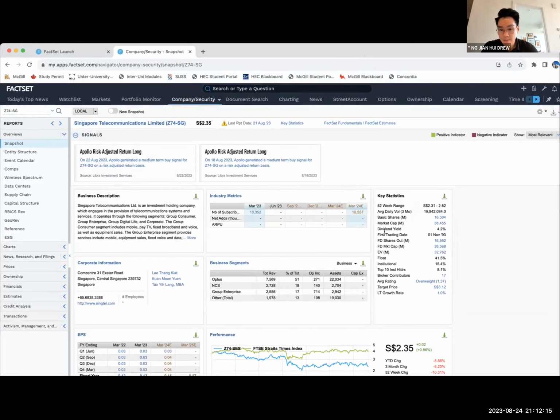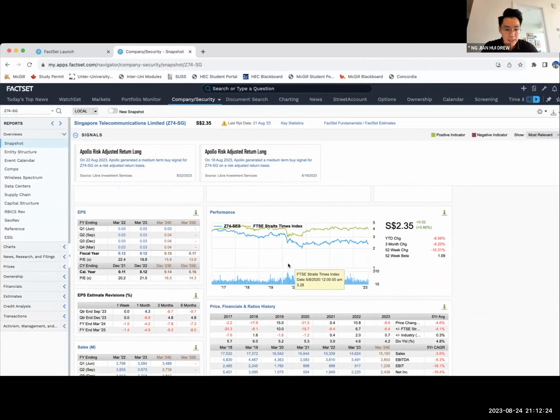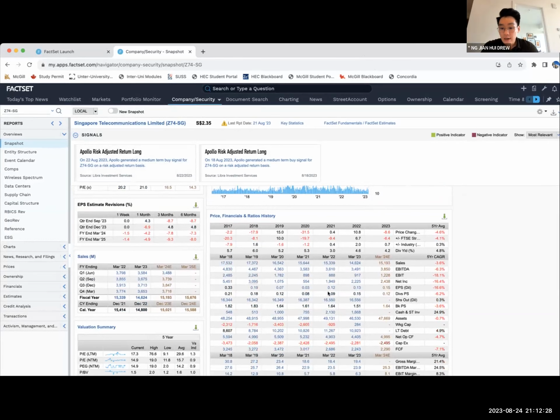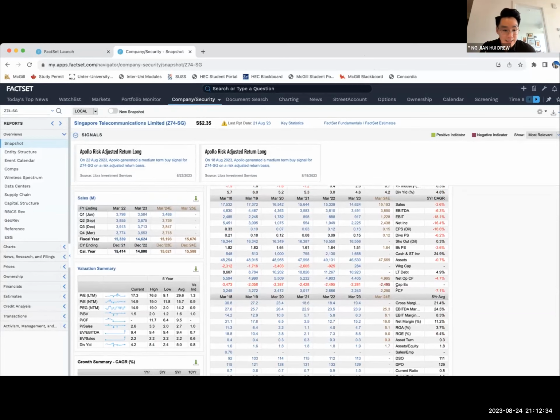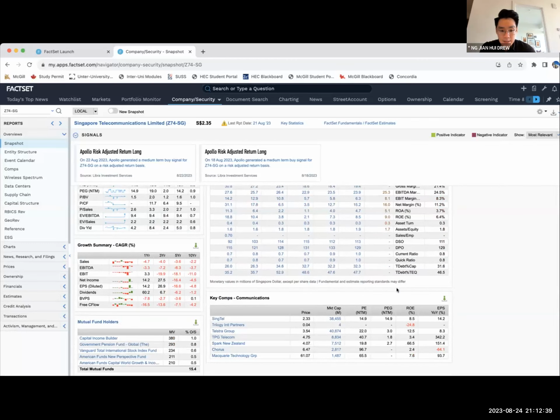Market cap, institutional top holdings, etc. What else is important? Let's see. There's some EPS. Oh, they have financials. Also, they have things like EBIT, EBITDA. So if you need to calculate ratios, you can use the figures that are given here. What else? Let's see. Key comps.